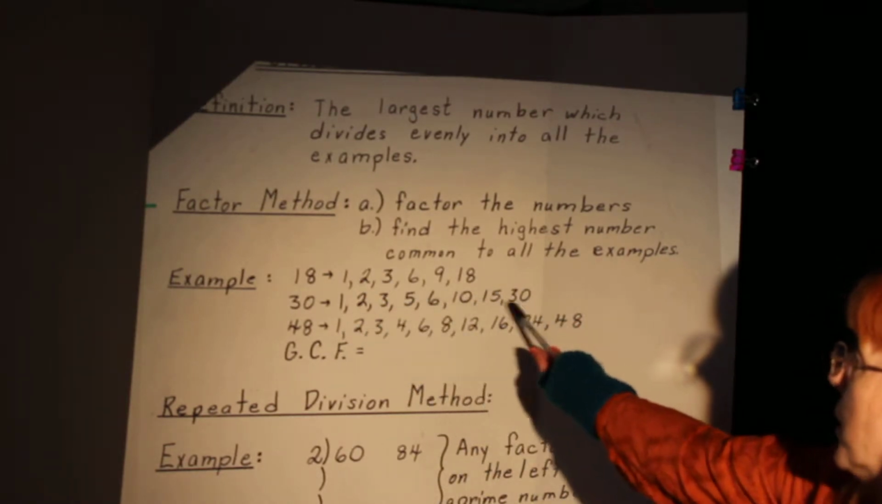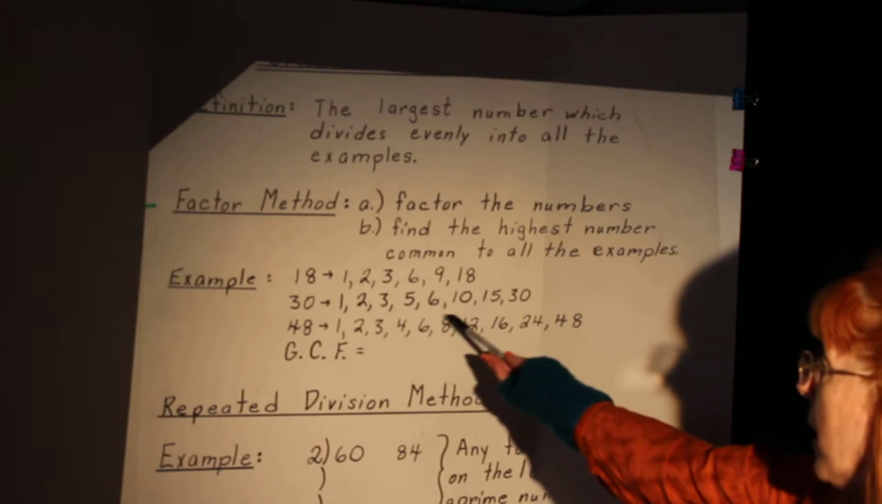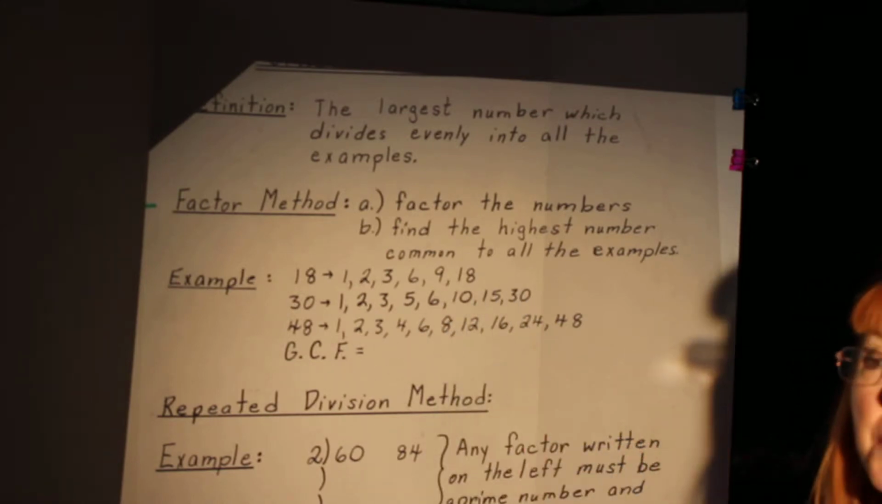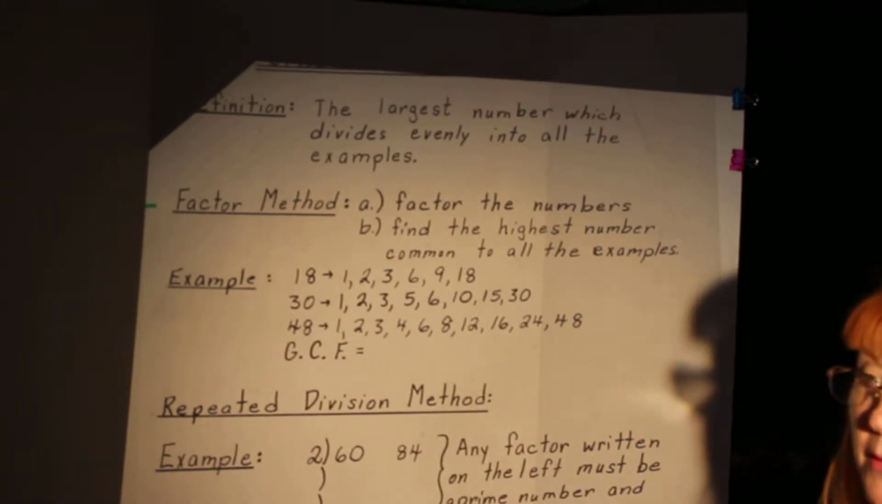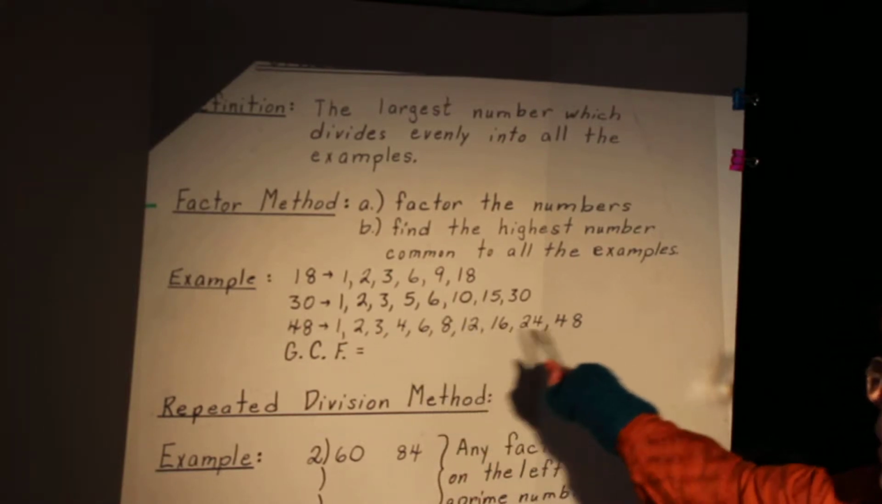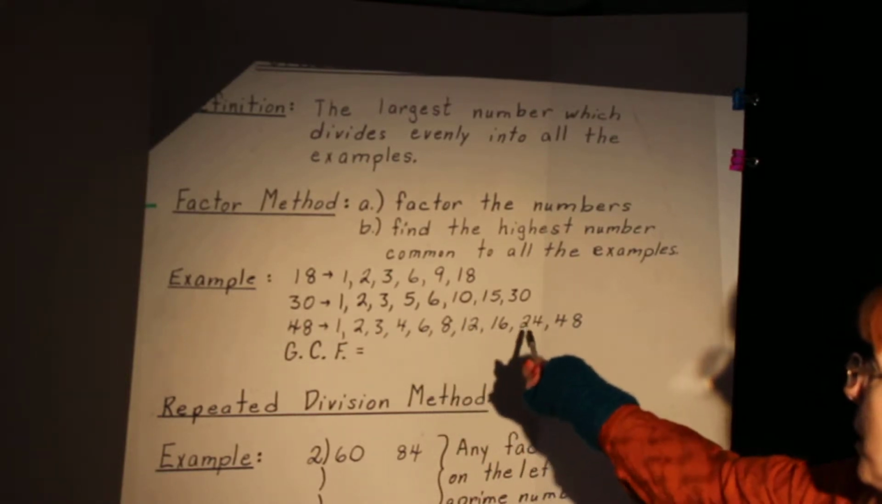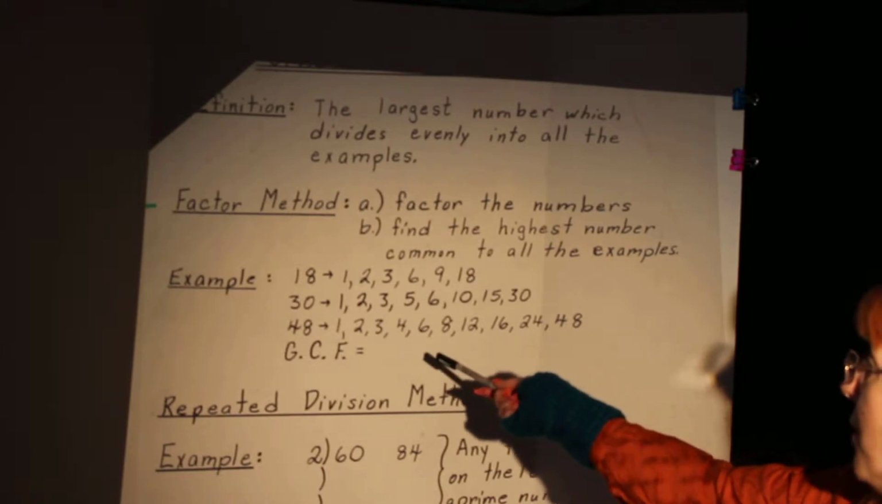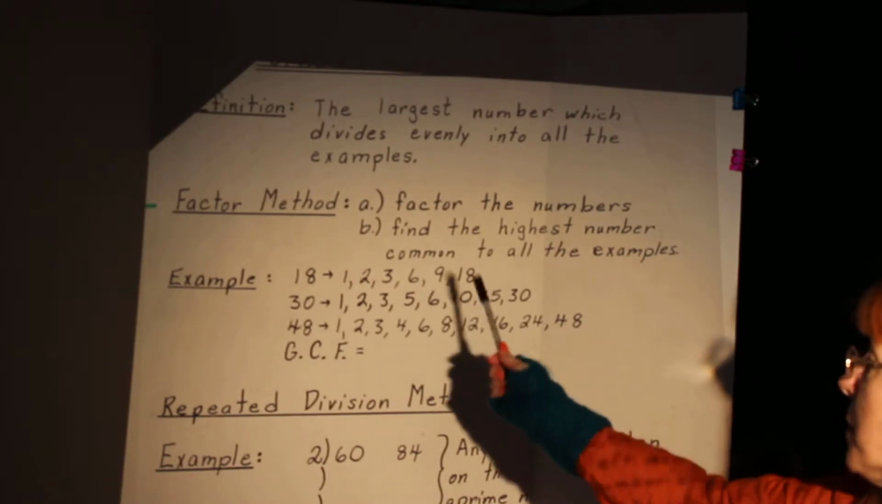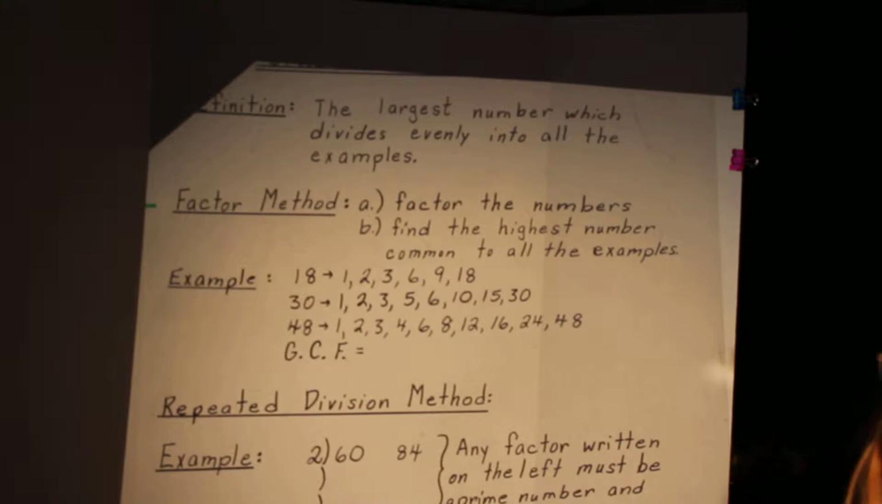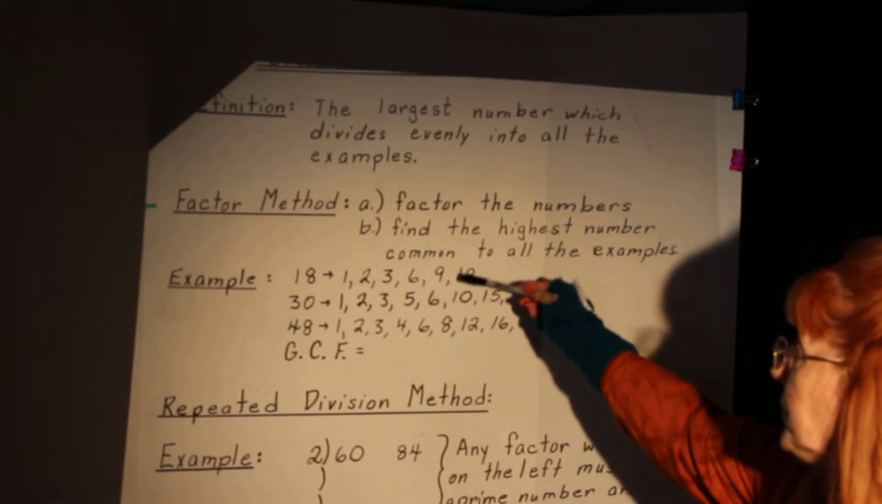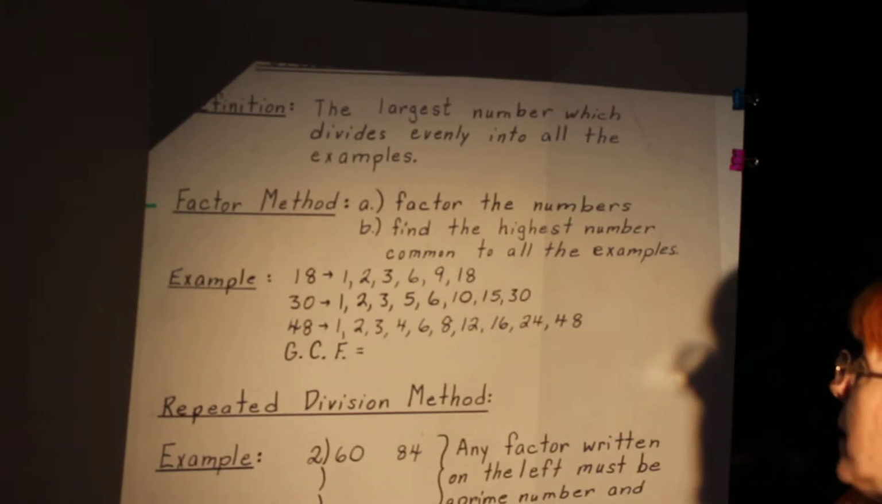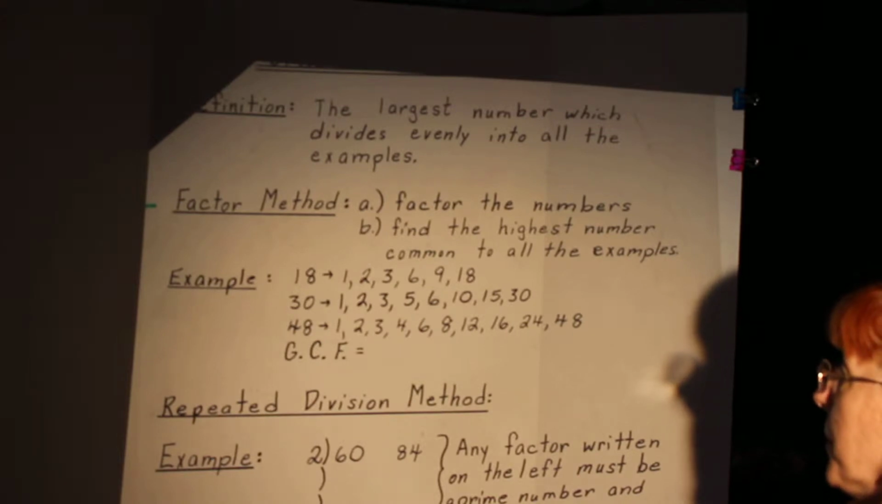30: 1 times 30, 2 times 15, 3 times 10, 5 times 6. Those are all the possibilities multiplied together that will give you 30. 48: 1 times 48, 2 times 24, 3 times 16, 4 times 12, and 6 times 8. So we need to find the number in these three examples that is the greatest common factor.